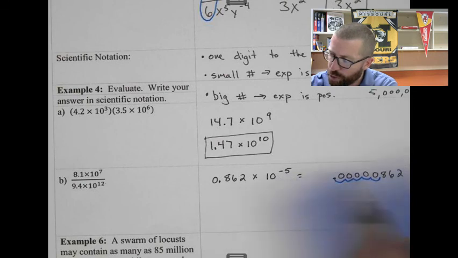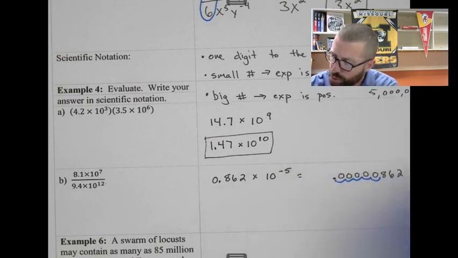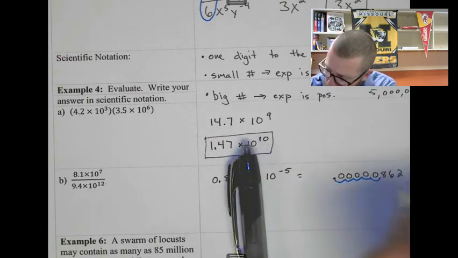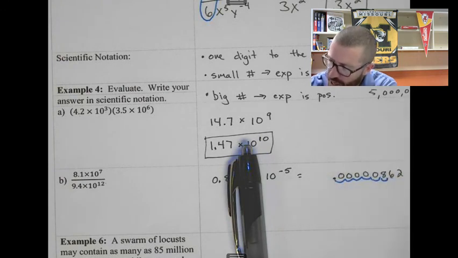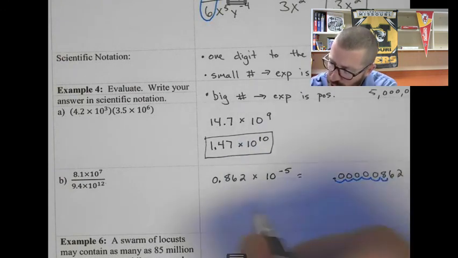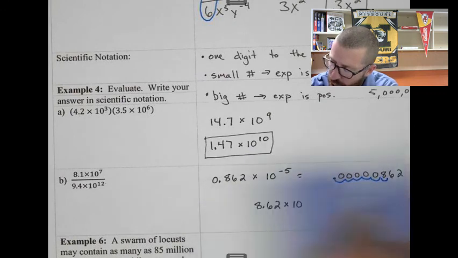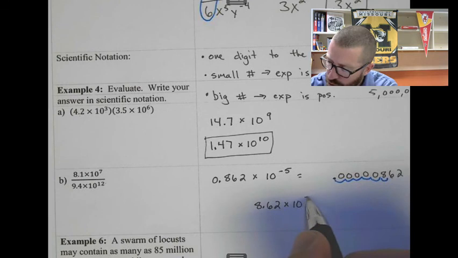Okay, so that's what this number is. Well, I want to move the decimal point one more that way to make it 8.62. And now I have a small number, so it's going to be negative, and I can count the spots 1, 2, 3, 4, 5, 6 times 10 to the negative sixth.